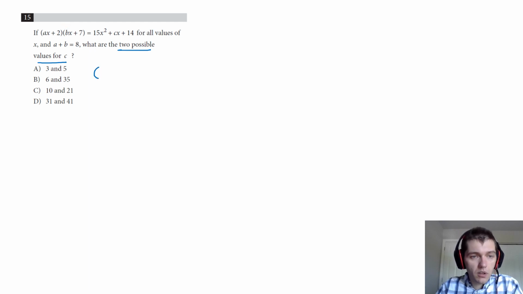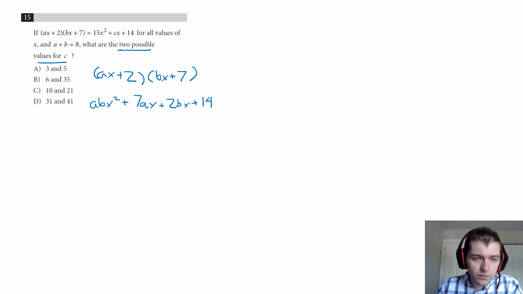So we'll start with ax plus 2, bx plus 7. And multiplying through, multiply first, that will give you abx squared plus 7ax plus 2bx plus 14 is equal to the entire expression on the right side of your original equation, 15x squared plus cx plus 14.